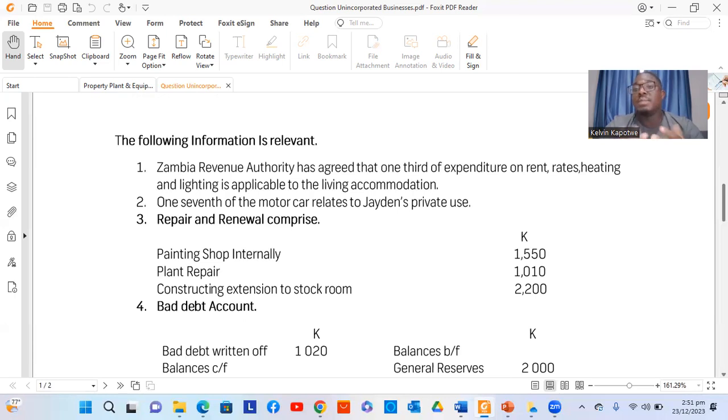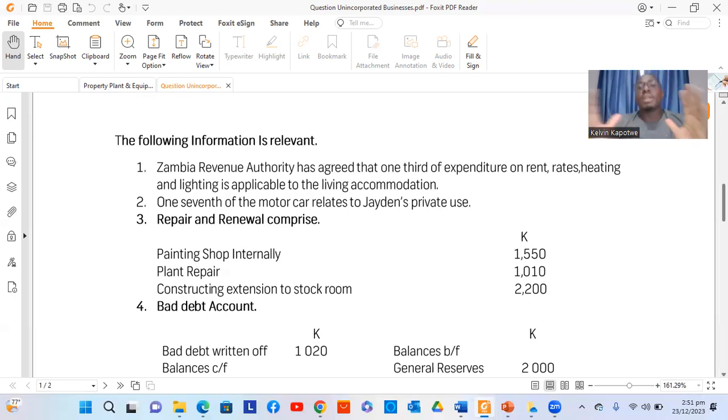All right. So the term that we use for such is that we are going to allow that expenditure. So if an expenditure is capital in nature and it is not only and exclusively incurred for the purpose of business, then that expenditure is going to be disallowed. So when we disallow an expense, we are going to add it back to the net profit when arriving at the business adjusted taxable profits. So I thought I should explain that so that when I use some of these terms, you don't get confused.